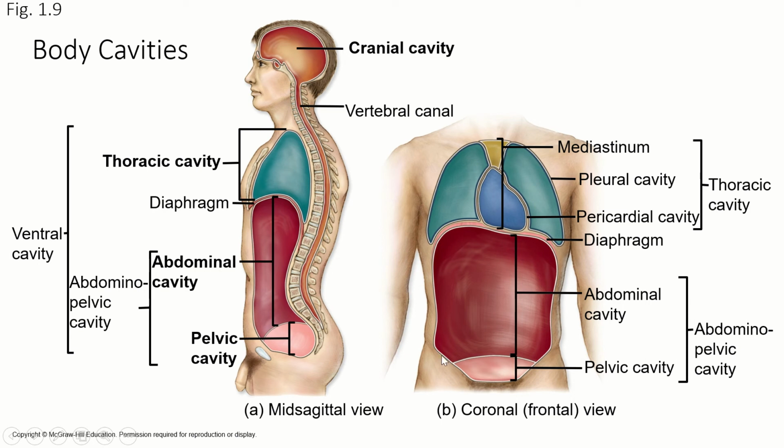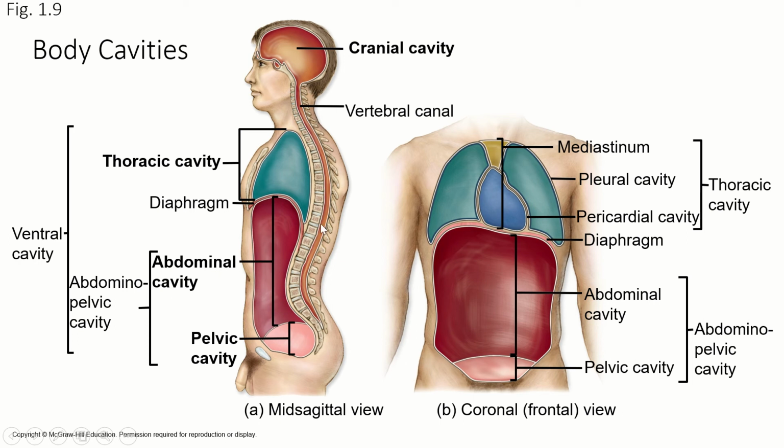Now the abdominal cavity is going to hold all of your digestive organs, and then there's a thin layer of connective tissue that's going to separate it from the pelvic cavity, which holds the reproductive organs in the female and some of the reproductive organs in the male, some accessory structures. The urinary bladder is also in the pelvic cavity.